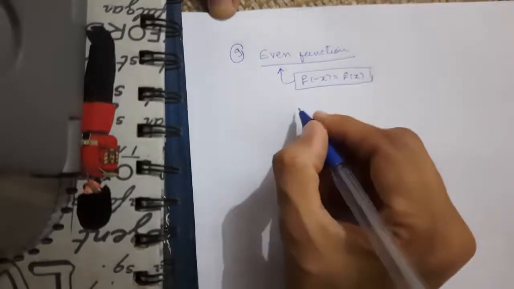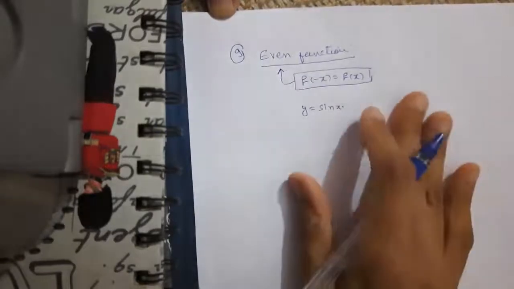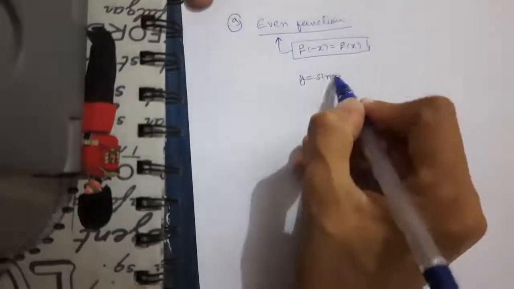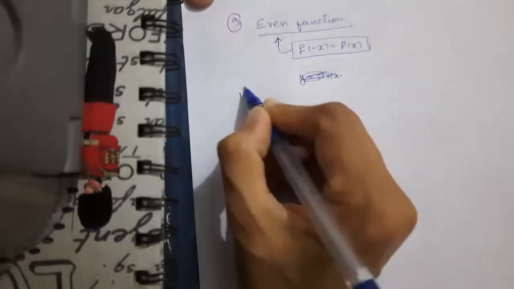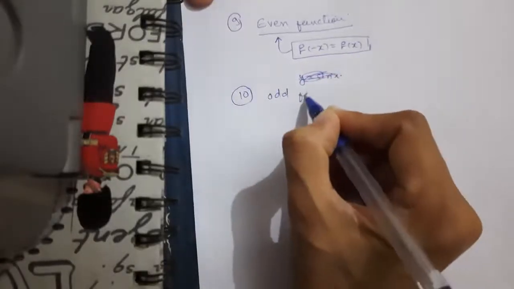For example, y equal to sin x. Okay. Now I want to check. Okay, I'll explain this example after explaining the odd function definition.